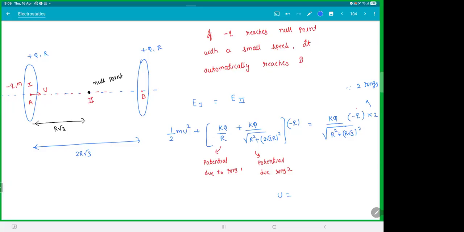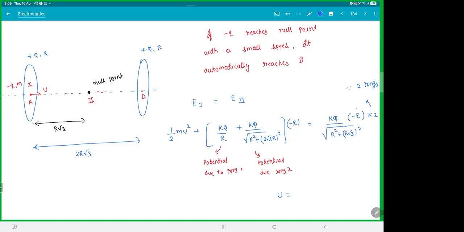The total potential at the point into charge is the potential energy. I hope everyone is clear with that statement there. That is the definition of potential: potential energy per unit charge. So potential energy is charge into potential.